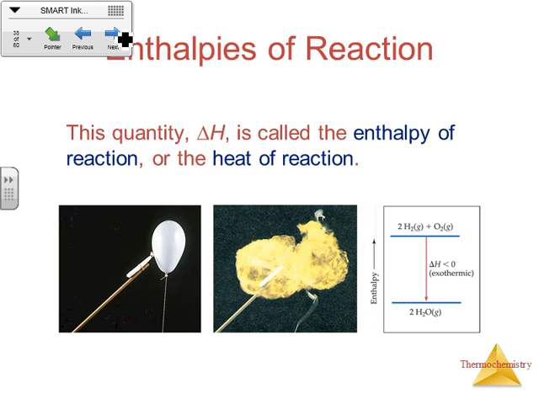Okay. This quantity, delta H, is called the enthalpy of reaction, or the heat of the reaction. Okay, it's how much heat is given off or how much heat is absorbed when a reaction occurs. Okay, and again, they're just giving another little example here. If you've got H2 plus O2 making H2O, that's going to give off some heat. Okay, so the delta H for that would be less than 0. It'd be a negative number because it's exothermic.